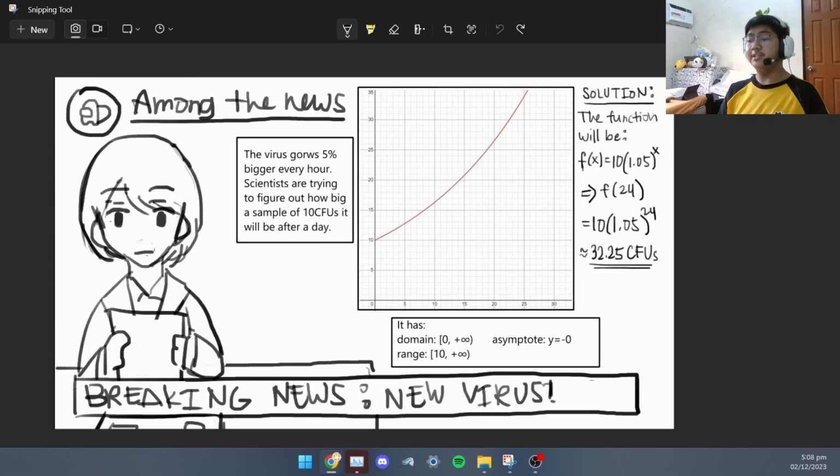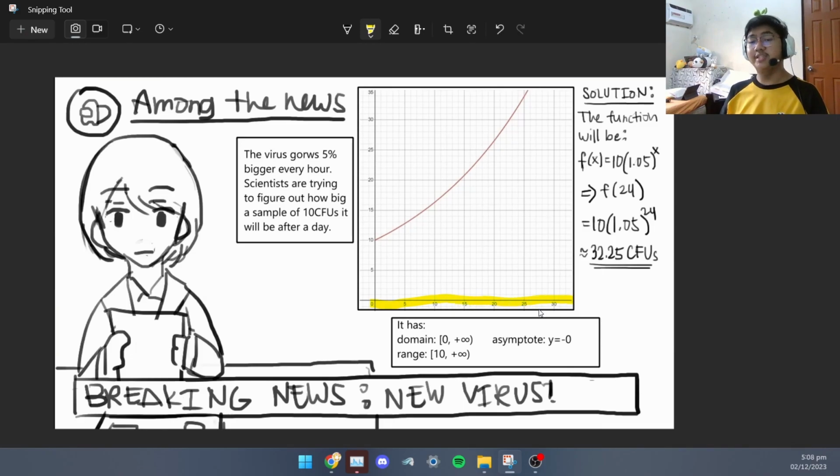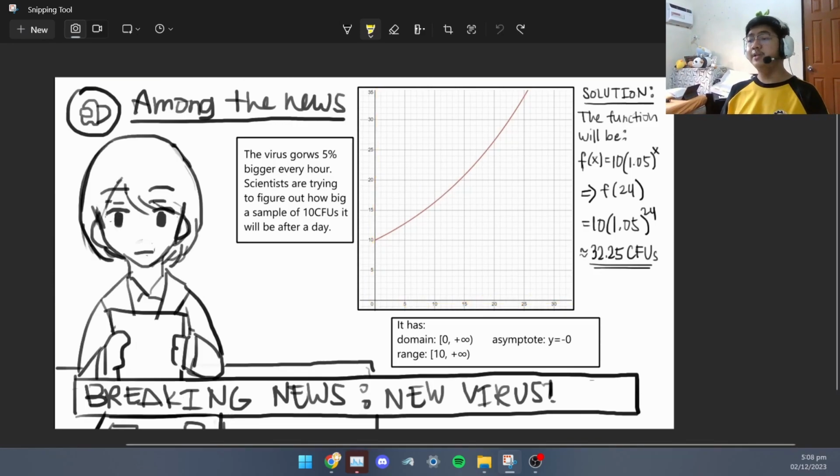The situation started with an initial sample of 10 CFUs, with the term CFU referring to the measurement of bacteria in a sample. CFU stands for colony forming units. In this situation, the x-axis refers to the hours elapsed, while the y-axis will refer to the amount of CFUs after that specific x value. So now we can proceed.